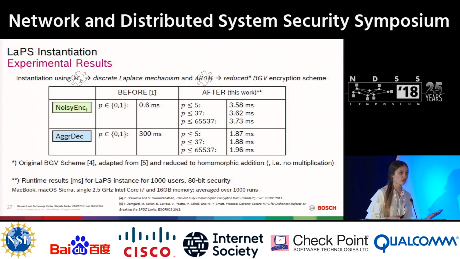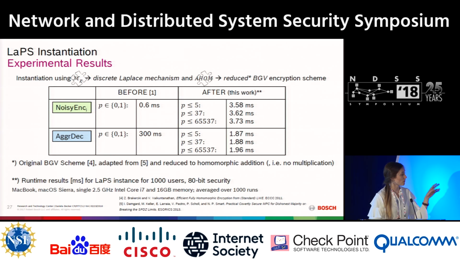Now, the BGV encryption scheme is an LWE-based fully homomorphic encryption scheme, which means it supports both homomorphic addition as well as homomorphic multiplication. Now, of course, here for the sum, we don't need homomorphic multiplication, and therefore we reduce that scheme to only homomorphic addition. So technically, it's a somewhat homomorphic scheme now, because that also improves efficiency.